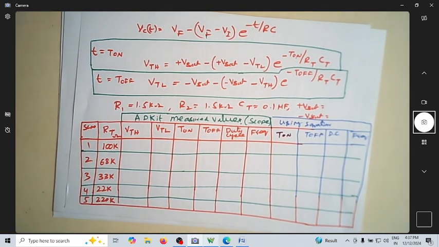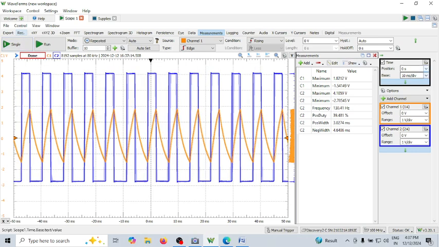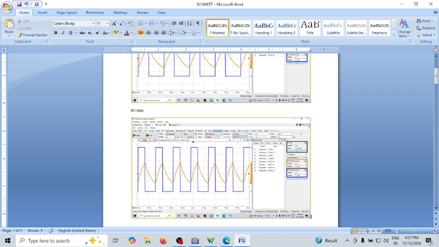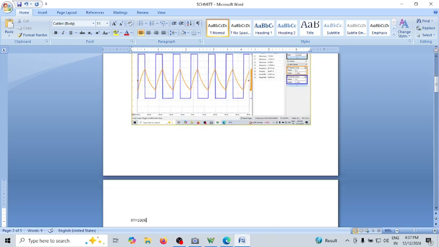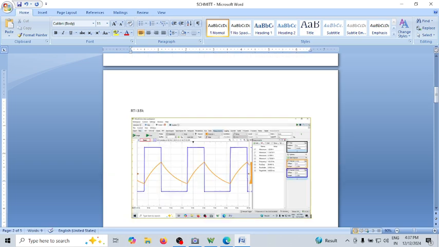Let me go back to my wavegen. Let me run this now. Maybe we can slightly change this so that you can clearly see it. I will again run just for clarity. Note all these parameters. Of course, this is for a value of RT equal to 33 kilo ohm. Let me take the screenshot of this, and then paste it here. This is for 33 kilo ohm.